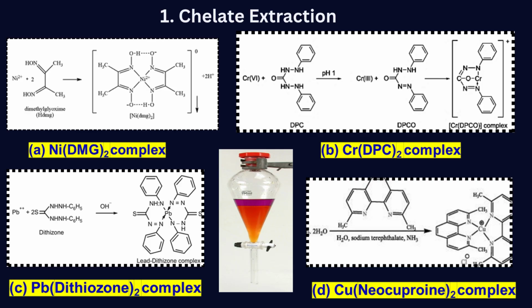See here the examples of chelate extraction for separation of nickel, chromium, lead, copper ions from sample solutions of soil, food, vegetable, etc. A. The image shows the formation of nickel with dimethylglyoxime, DMG, an organic reagent, which forms a pink-colored complex with nickel present in the sample solution. Similarly, B. shows the formation of chromium with diphenylcarbazide, DPC, and C. shows the formation of a complex of lead ion with dithizone, and finally, D. shows the complex of copper with neocuproine. These complexes can be extracted using organic solvents such as chloroform, hexane, petroleum ether from aqueous solution.